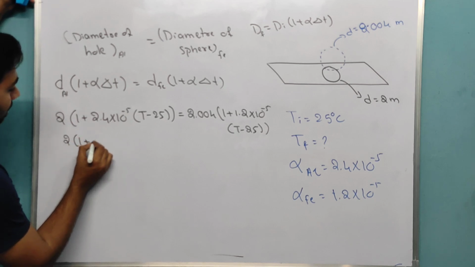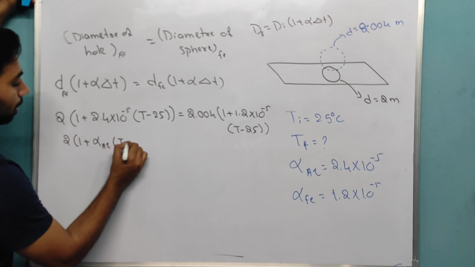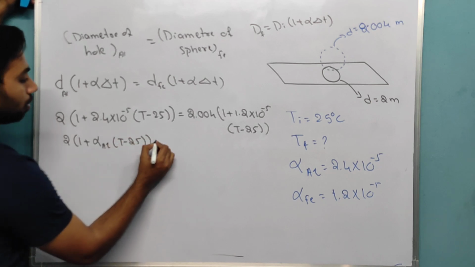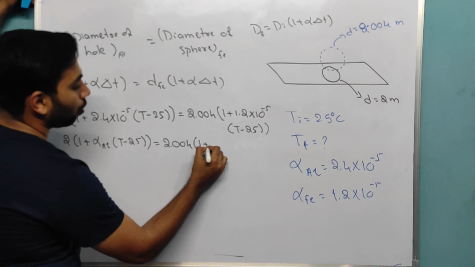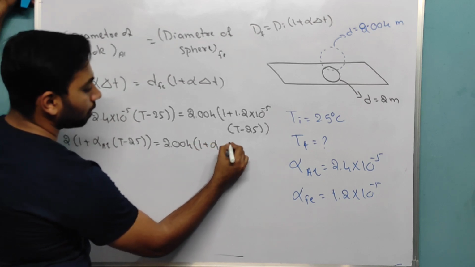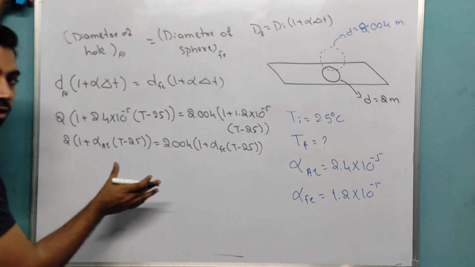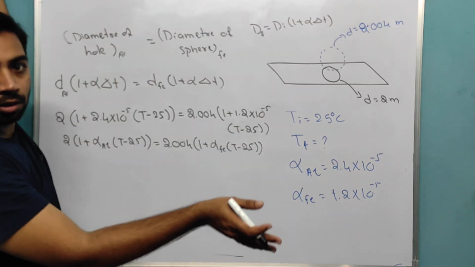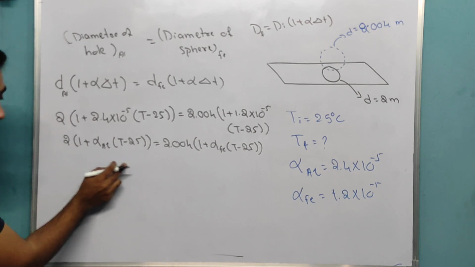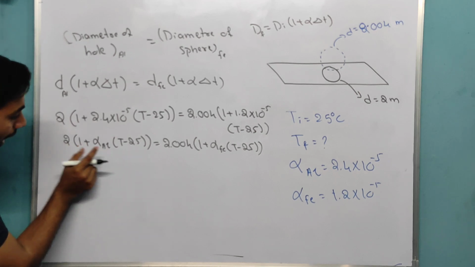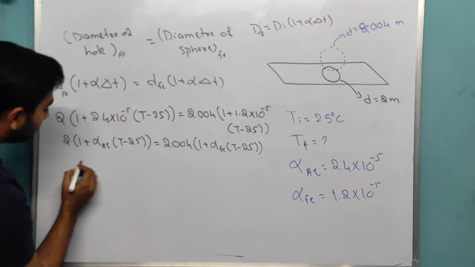I can write this as 2 into alpha of aluminium into T minus 25 is equal to 2.004 into alpha of iron into T minus 25 degree. Now, because I can substitute these values at the end, my calculation will be very easy. Now I will multiply this inside, and I will send this to this side, and I will multiply this inside.